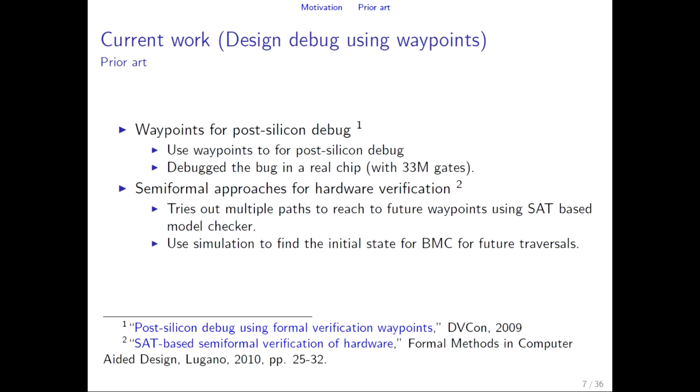There have been some works on waypoints. One was for debugging an actual design error in a real chip with 33 million gates. And the second one was for verification, where they were trying to reach the waypoints using a SAT based model checker. In that paper, they were also getting help from the simulation, and they were using simulation to find out the initial states from where they need to start to reach future waypoints from a particular waypoint.